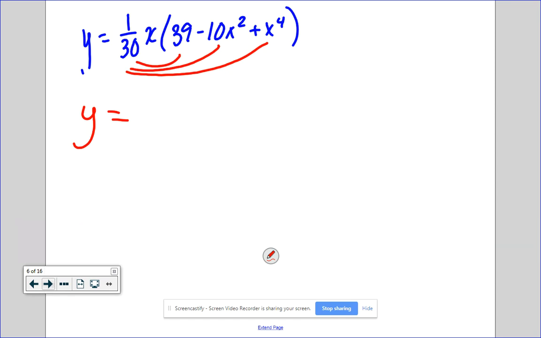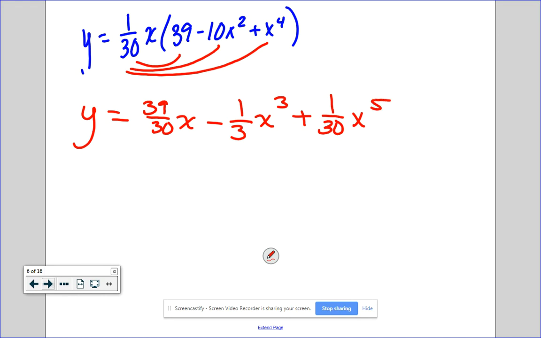If we distribute, you get 39 over 30x minus 1/3 x to the third plus 1/30th x to the fifth. That's what you get when you multiply through, just using the distributive property. The 39 over 30 is 39 times 1/30, all together. So we distribute it.